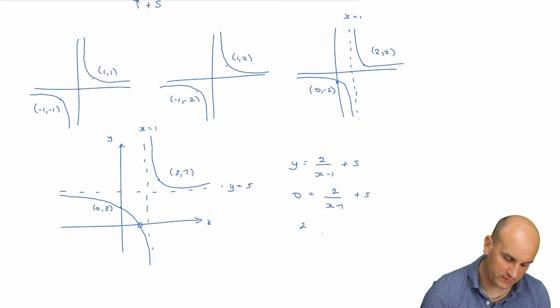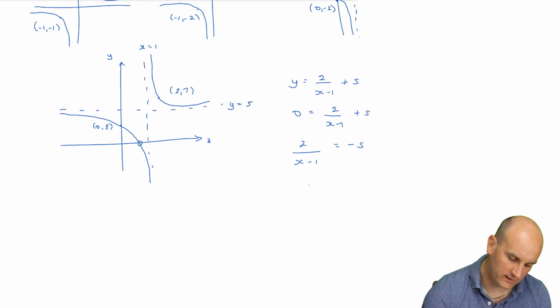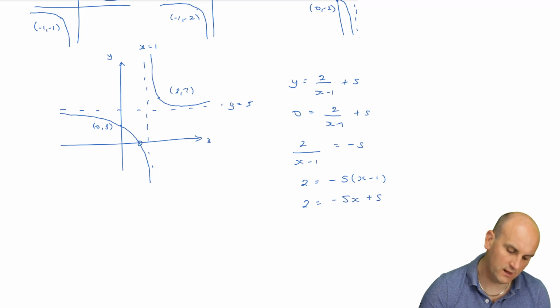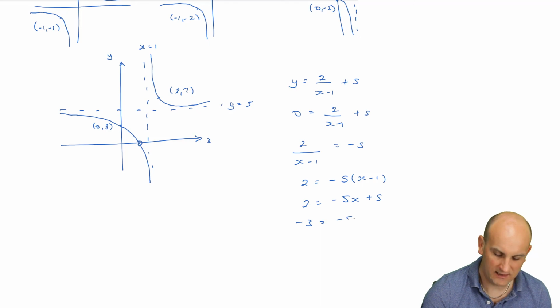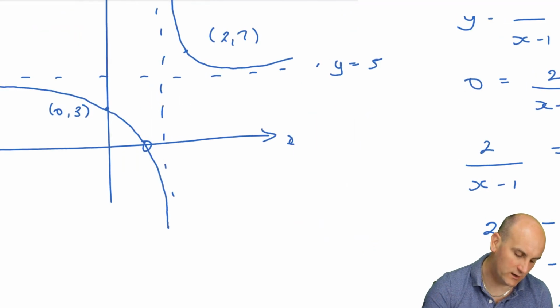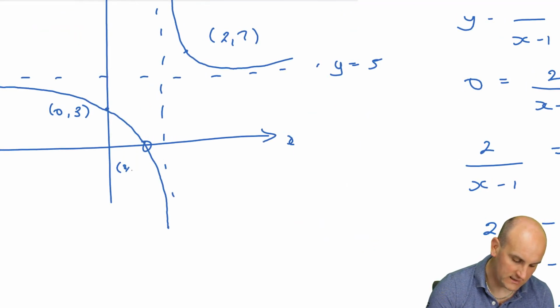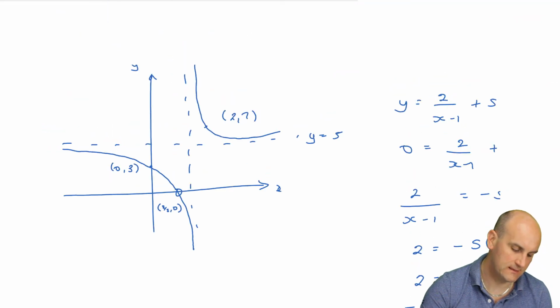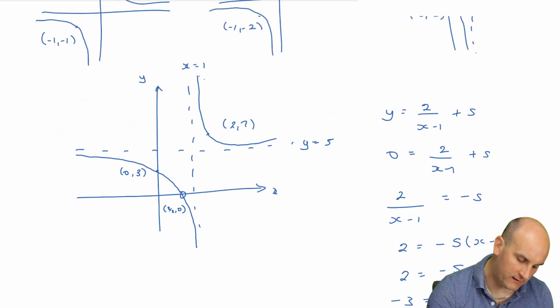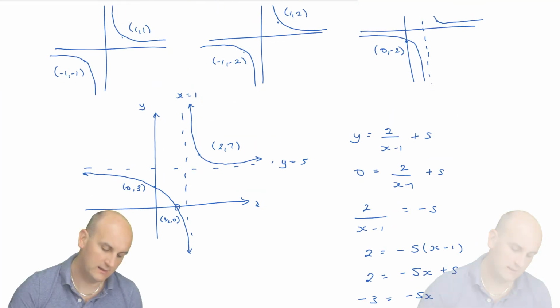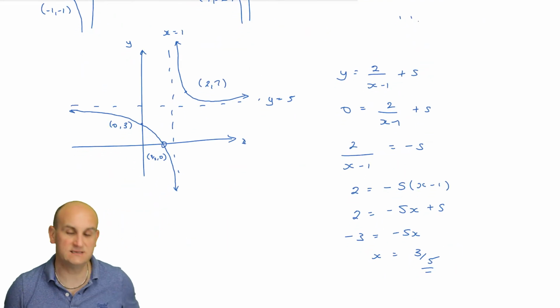Take away 5 from both sides gives me 2 on x minus 1 is equal to negative 5. Multiply through by x minus 1 gives me 2 is minus 5 times x minus 1, which is minus 5x plus 5. Take away 5 from both sides gives me minus 3 is minus 5x. So x becomes 3/5. Zooming in, we know that this point here is 3/5, 0. And what else have I got to put on? My arrows to say that it is going to infinity and beyond. And there we go, ladies and gentlemen, that is my final sketch.